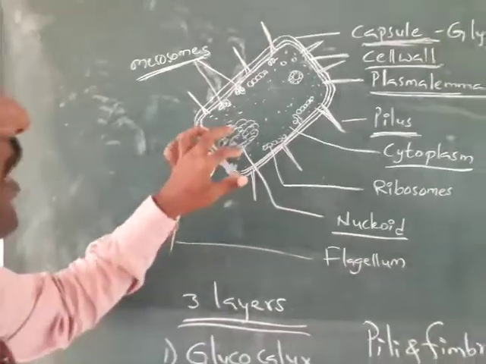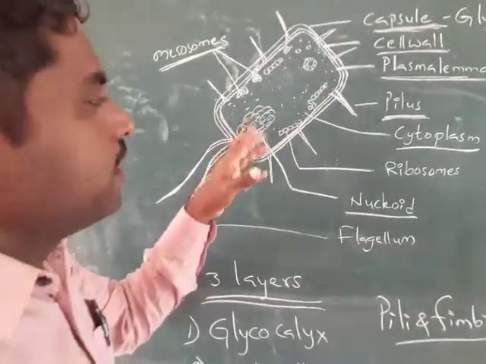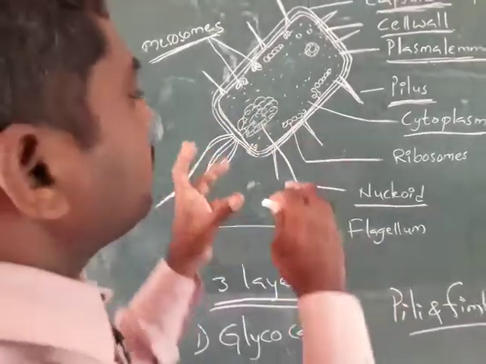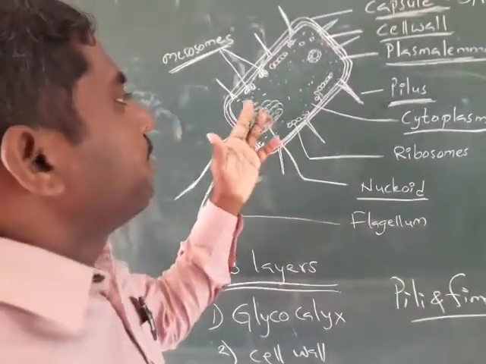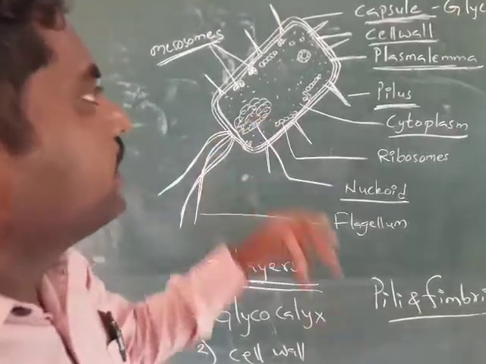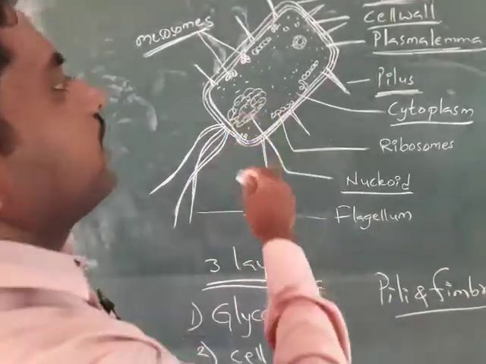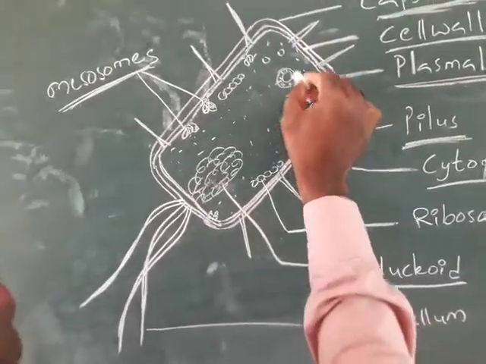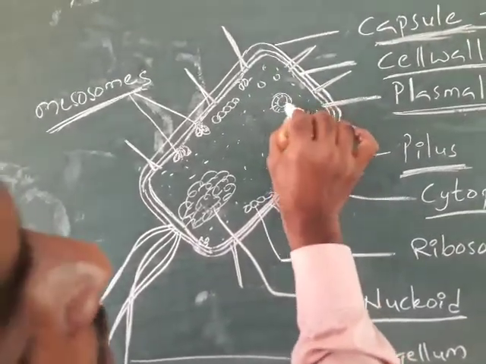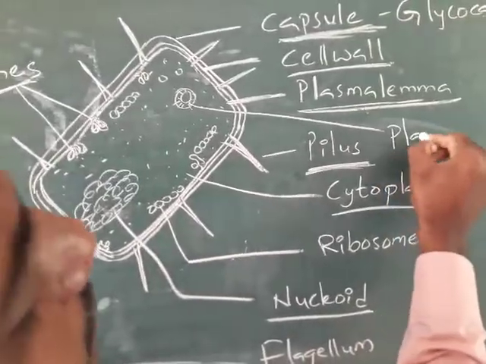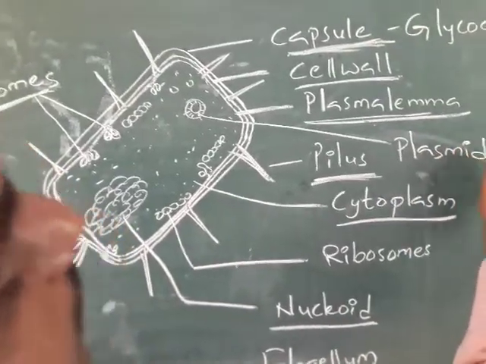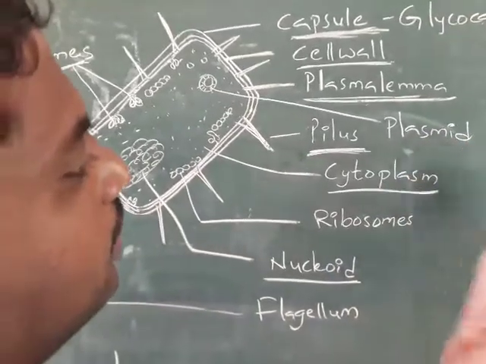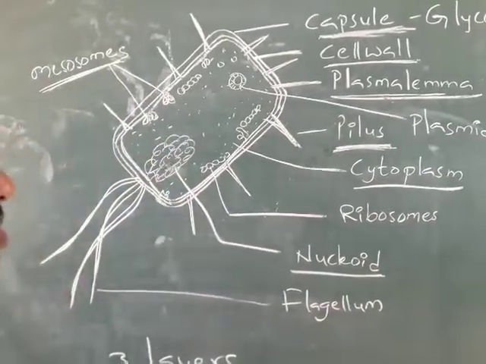The nucleoid is not enveloped by any membrane, so it is a naked DNA. In addition to this DNA, a small circular DNA is also present. This is called a plasmid, a small circular DNA, which also plays a major role in the gene transfer mechanism.